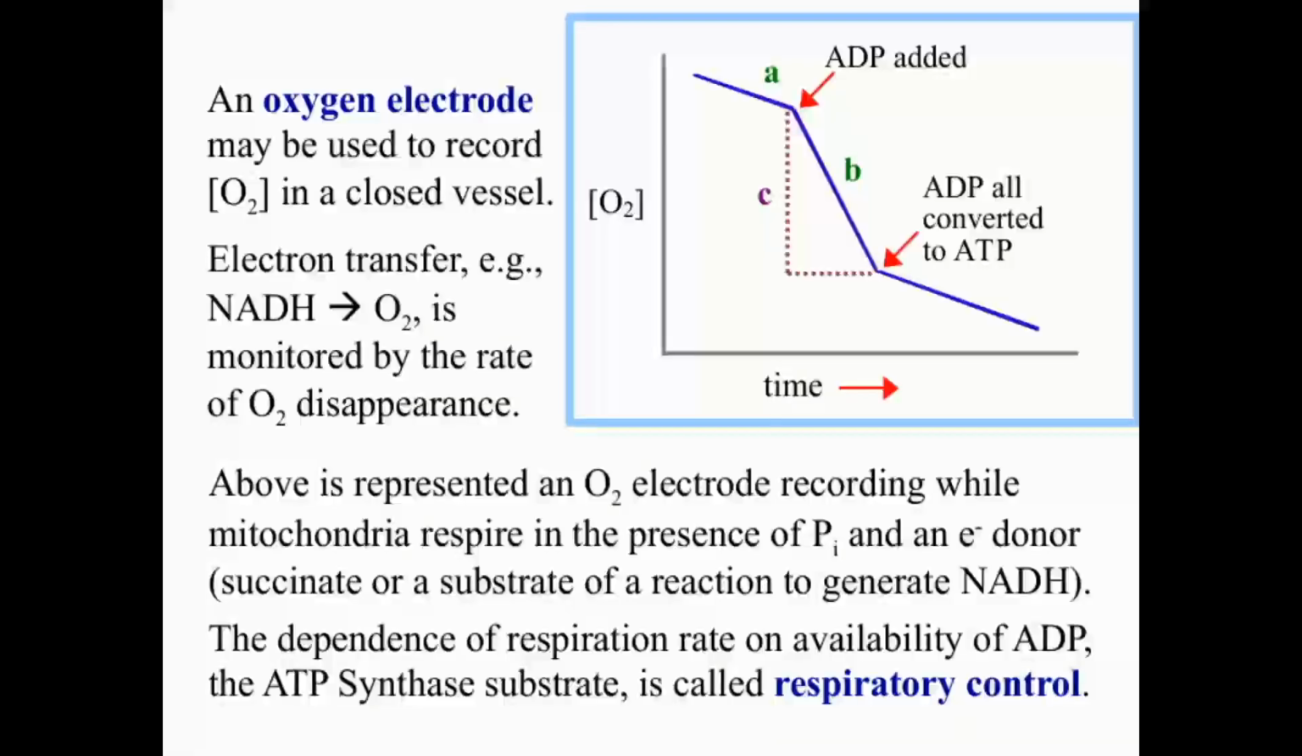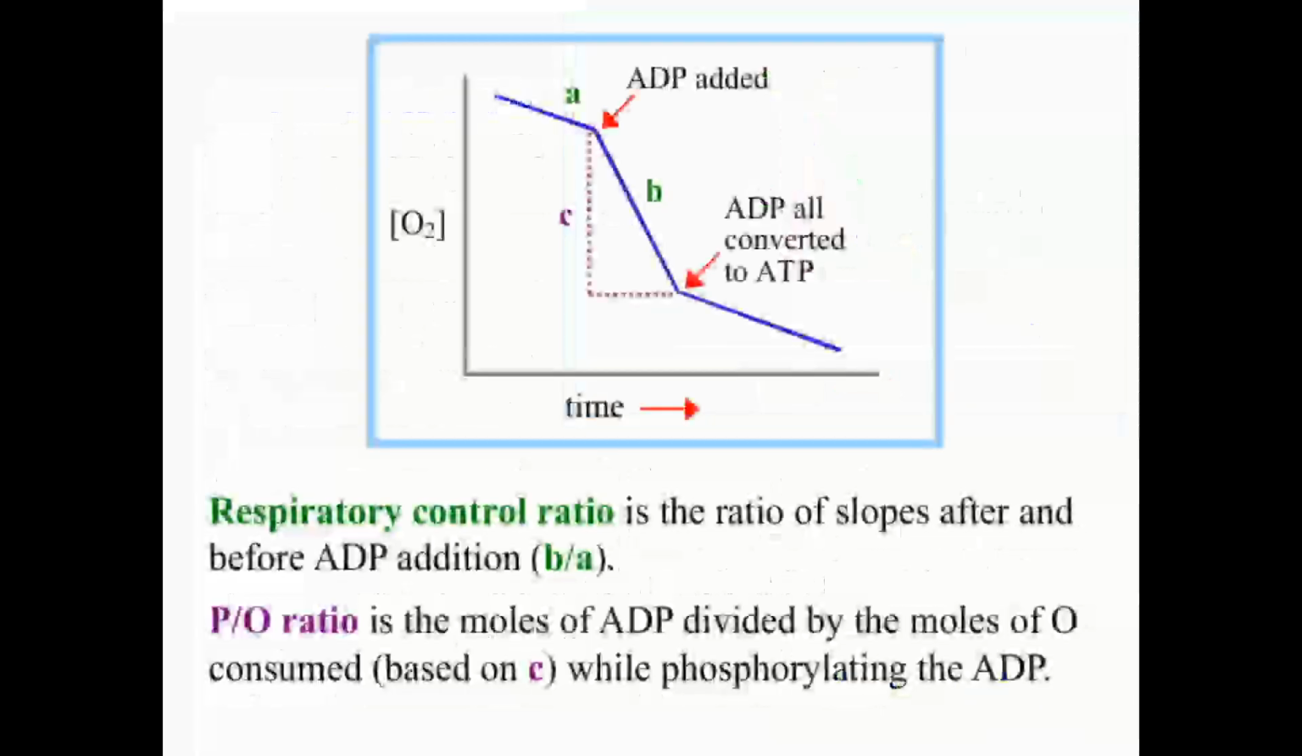Essentially, it helps us understand how efficiently the mitochondria respond to the presence of ADP in terms of oxygen consumption. A higher ratio indicates a more effective coupling between respiration and ATP synthesis. Now, moving on to the PO ratio.